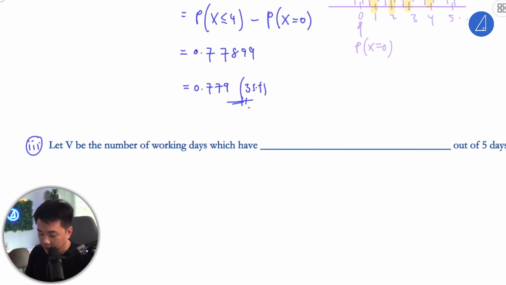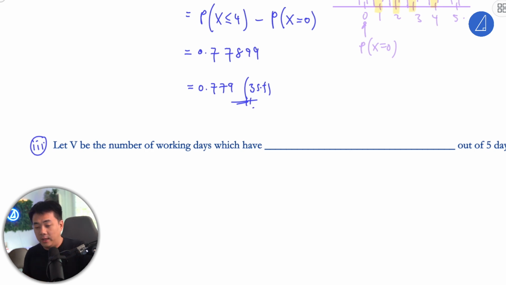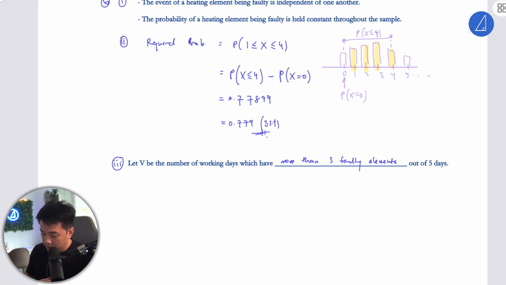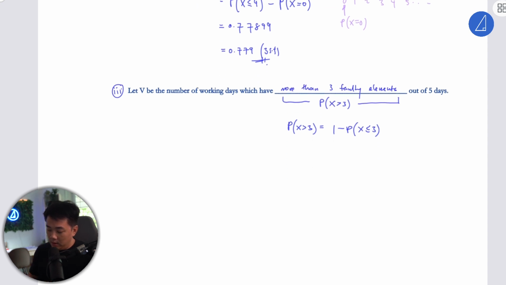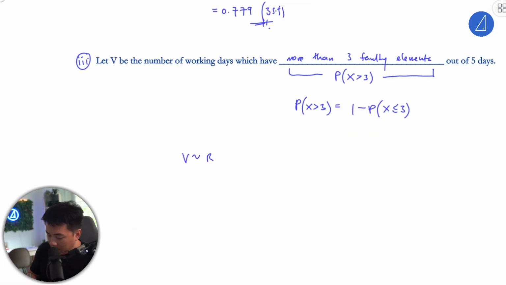This should be how you structure your thought process. Let V be the number of working days which have more than 3 faulty elements. Okay, this means P(X more than 3), right? So P(X more than 3) is 1 minus P(X at most 3). Just key in the calculator first. So V will be binomial with 5 trials and probability P(X more than 3). Every one day you're asking whether you satisfy this condition or not.